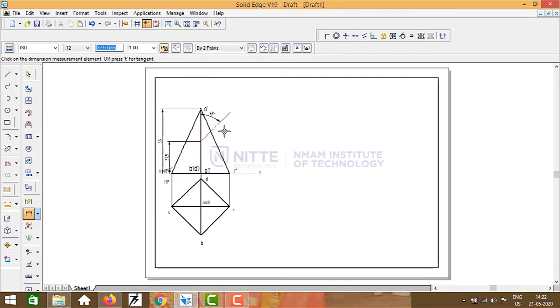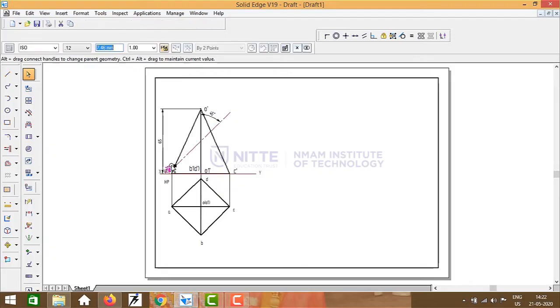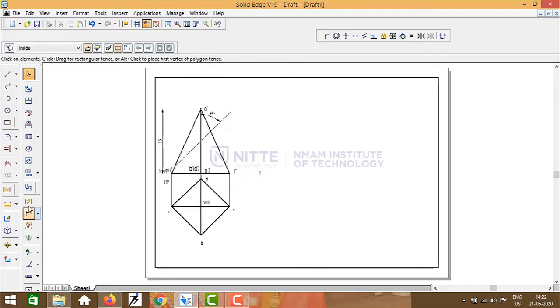Okay. So next we need to have the section plane on the other side also. For that you can use the extend command. So it will change the dimension, no problem. You can give the dimension again between this base line and this intersection.